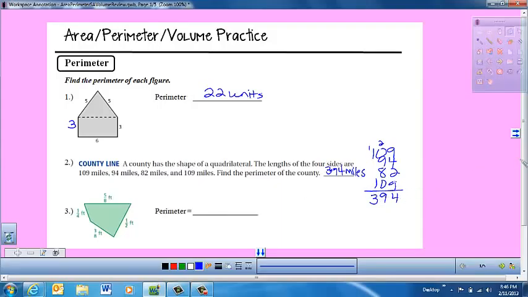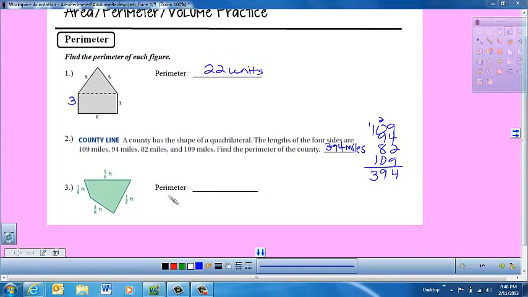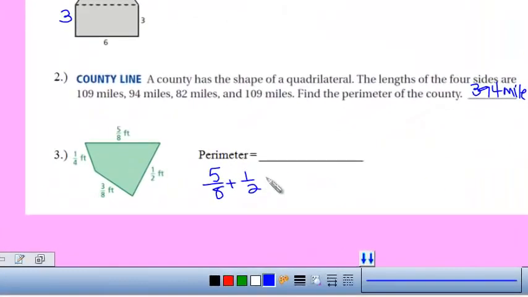For number 3, this last one, because they're all fractions and we need to add up the 4 sides of this quadrilateral, we're going to add up the fractions. We're going to start up at the top, 5/8 plus 1/2 plus 3/8 plus 1/4. Now when you add fractions, you have to have a common denominator. So I'm going to change all these. The common denominator that I'm going to use is 8.